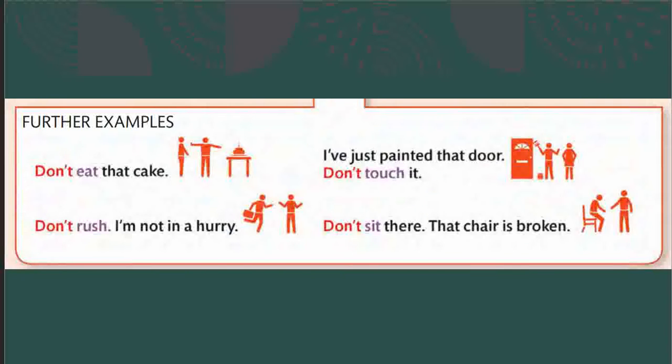Let us see the next set of examples. The further examples that we have are: Don't eat that cake. Don't rush. I'm not in a hurry. I have just painted the door. Don't touch it. It's an instruction with a negative. Don't sit there. That chair is broken. It seems like a warning.